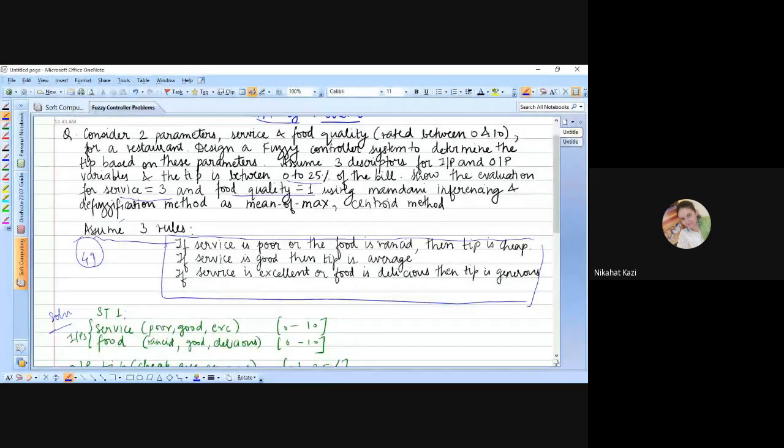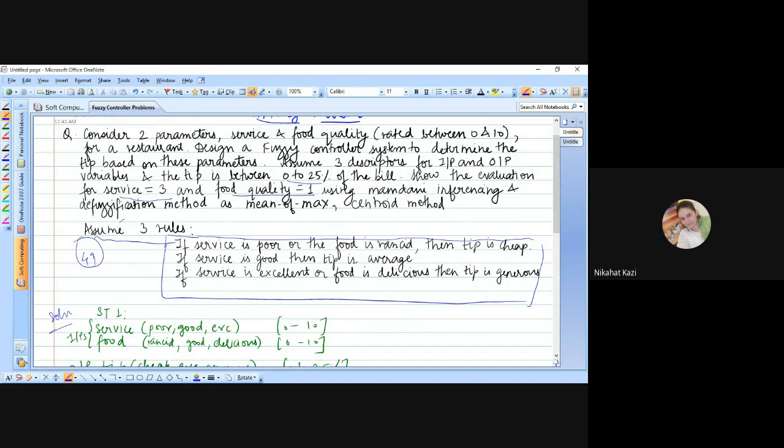Okay. If you're using mean of max, we know how to do it. So only thing is the type of rules that are there, they are using OR operator here. So what should be the difference? I have told about this earlier. What should be the difference? We'll take the maximum. Instead of the min, you use the max operation. Okay.